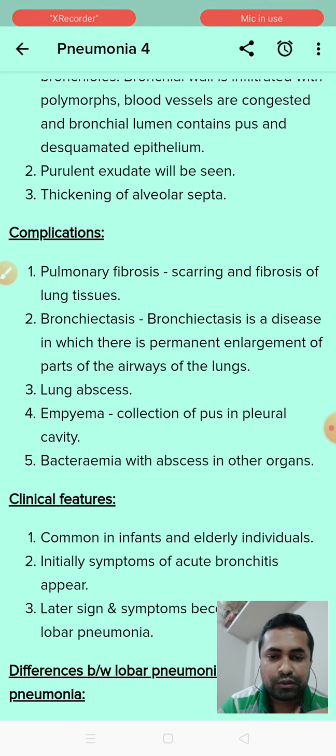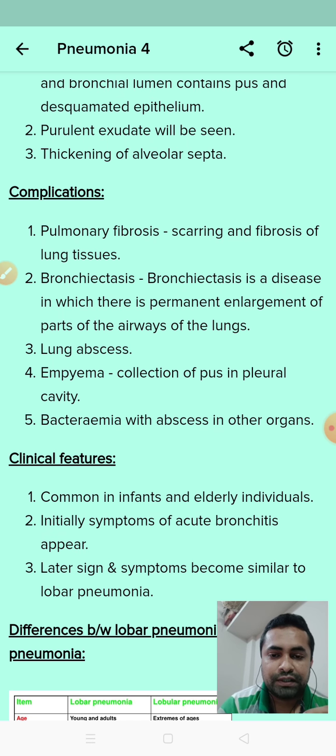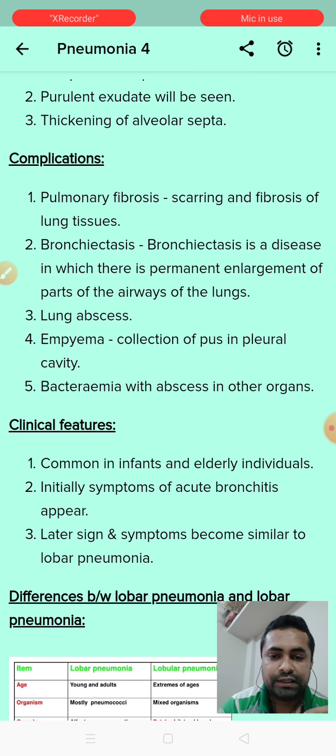The second complication is bronchiectasis. And what is bronchiectasis? Bronchiectasis is a disease in which there is permanent enlargement of parts of the airways of the lungs. Okay, so the bronchus gets enlarged permanently. That is called bronchiectasis. The third complication is lung abscess. It is clear. It is a bacterial infection. There will be abscess formation. And the fourth complication is empyema. Again, it is related to bacterial pus formation. Empyema is collection of pus in the pleural cavity.